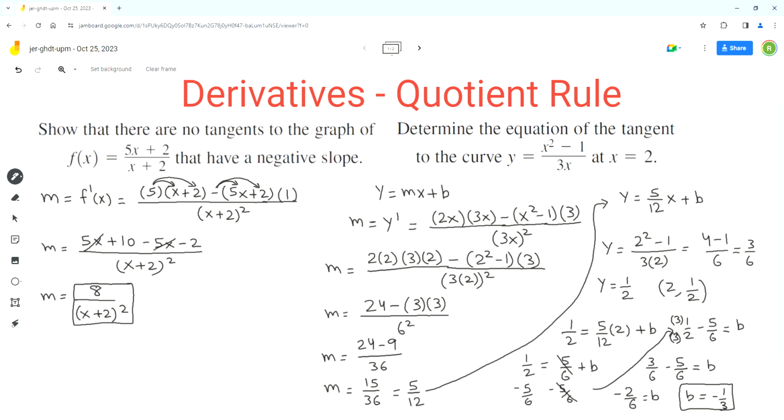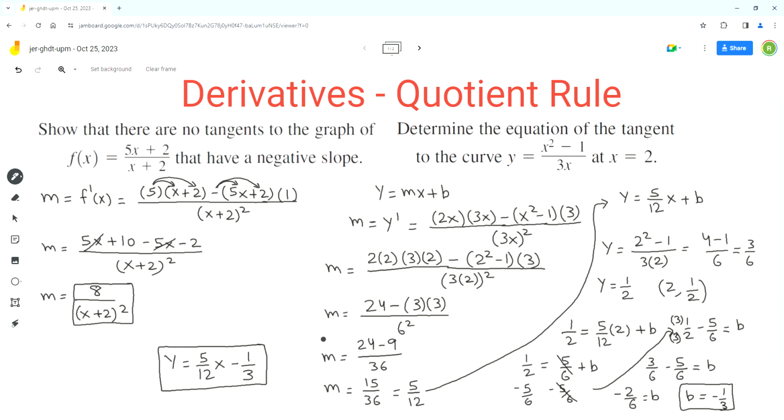And now we can write the equation of the tangent. So I'll write it here on the left side. So the equation of the tangent will be y equals 5 over 12 x minus 1 over 3. So this should be the final answer for the equation of the tangent line.